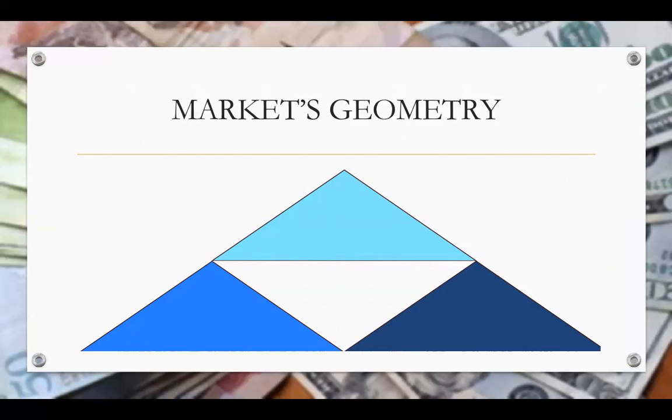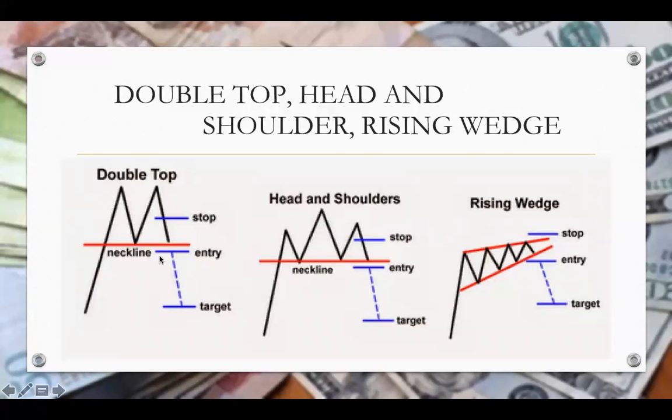Okay, so what is market geometry? Let's go ahead. Market geometry is like double top, head and shoulders, rising wedge. These are some of the indicators the market will form, and then you can identify which direction the market can go.